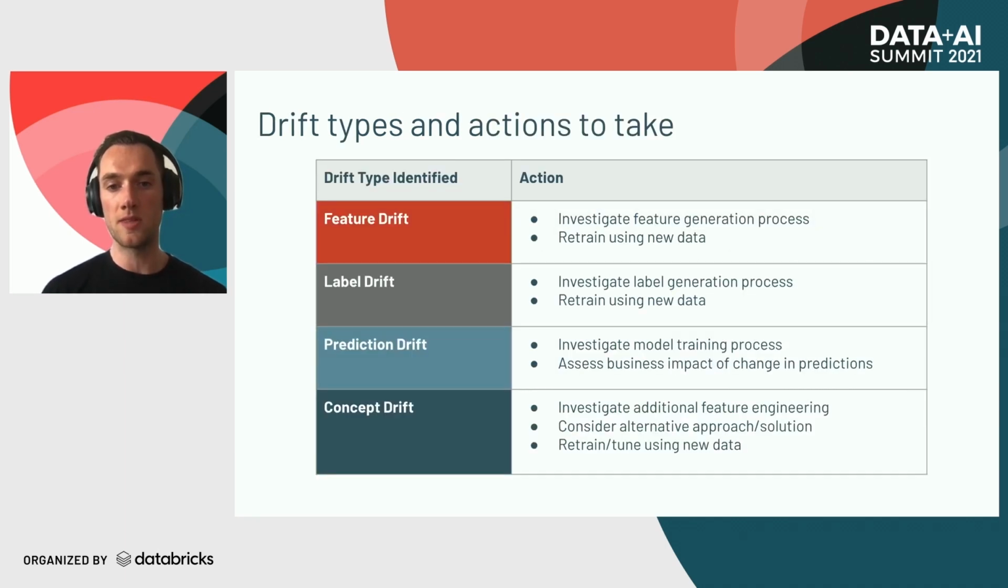So now that we're armed with this knowledge of the various forms that drift can take, probably the most important question that we want to ask ourselves is, what action do we want to take as a result of identifying drift? Feature drift, where the underlying input data has changed, may warrant investigation into the actual feature generation process. We may want to retrain our model to capture this change in the underlying data. Label drift, where we see significant change in the ground truth of our label, may be a flag to investigate the label generation process, and then additionally investigate if there's underlying change in the input features as well.